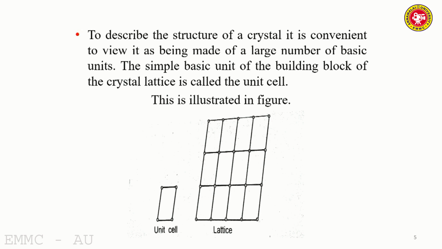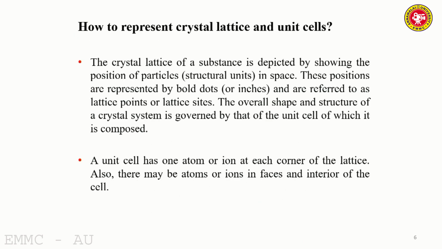This is illustrated in the figure. It is a simple unit cell. These unit cells combine together and produce a lattice. How to represent crystal lattice and unit cell? The crystal lattice of a substance is depicted by showing the position of particles, the structural units, in space. These positions are represented by bold dots or circles and are referred to as lattice points or lattice sites.